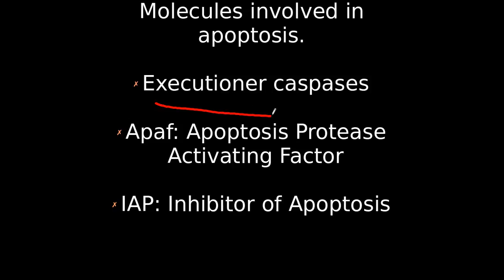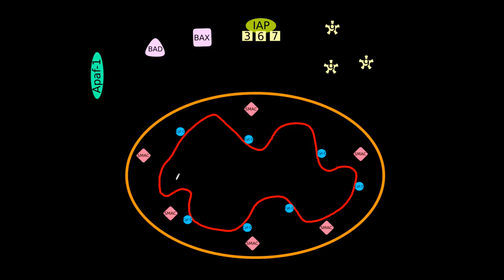The first of these is executioner caspases. Also, APAF stands for apoptosis protease activating factor. And finally, IAP, or inhibitor of apoptosis. Let me give you an idea where those are. Up here you have IAP. Connected to this, you have 3 executioner caspases: caspase 3, 6, and 7. And over here on the side, you have APAF.